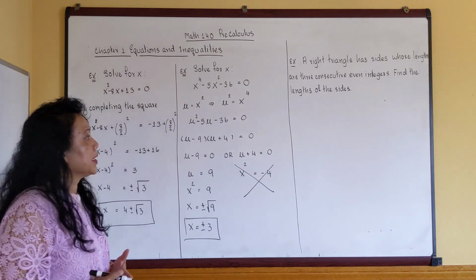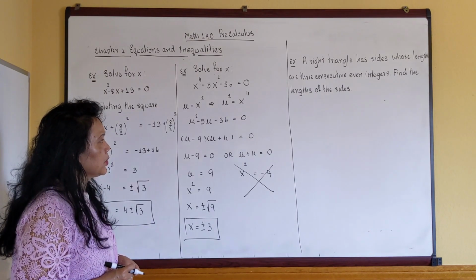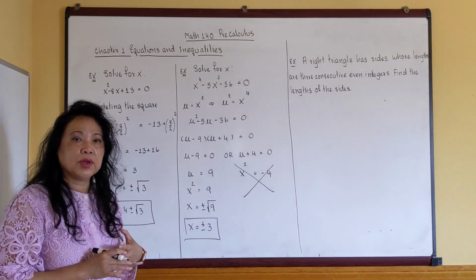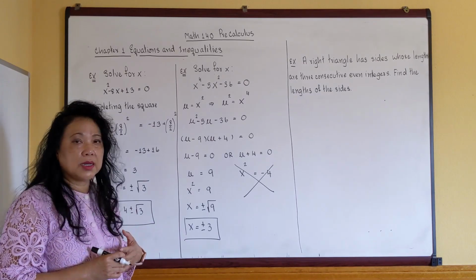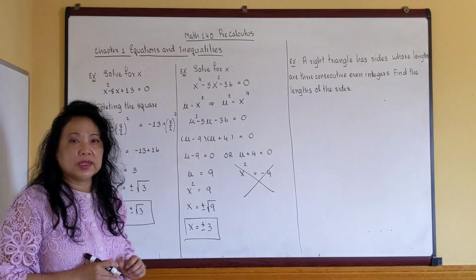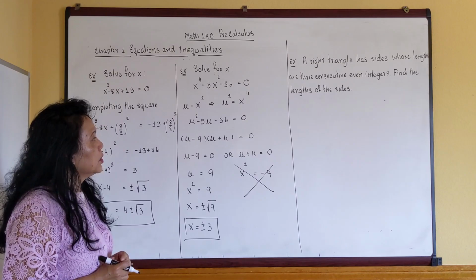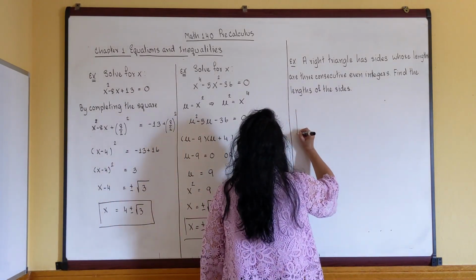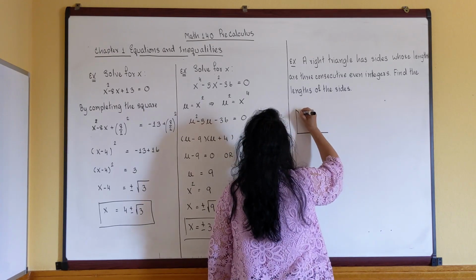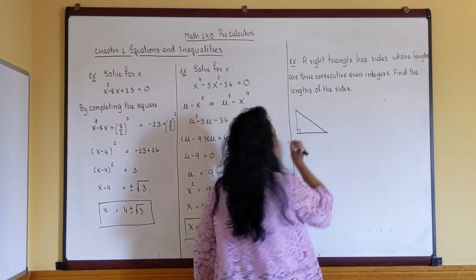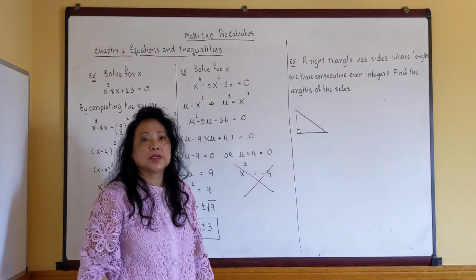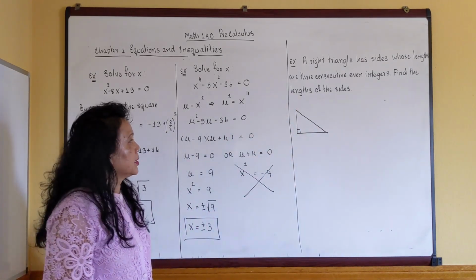Now let's look at an application. A right triangle. So when you see an application, you want to read it more than one time, maybe 2 or 3 times if you need to, and every word is a given condition. So first of all, we have a right triangle. This is the right triangle. This is the hypotenuse, these are the 2 legs. So the hypotenuse is the longest side.